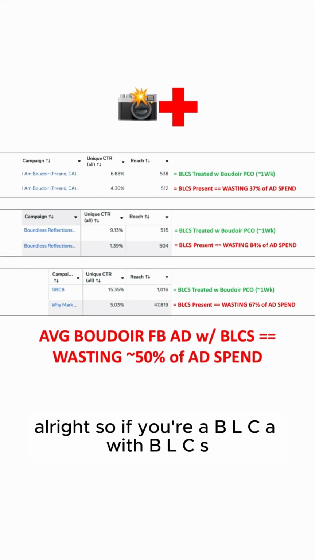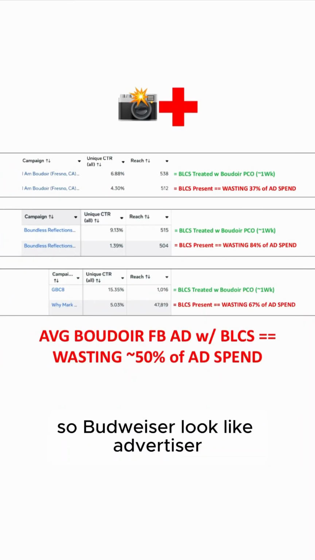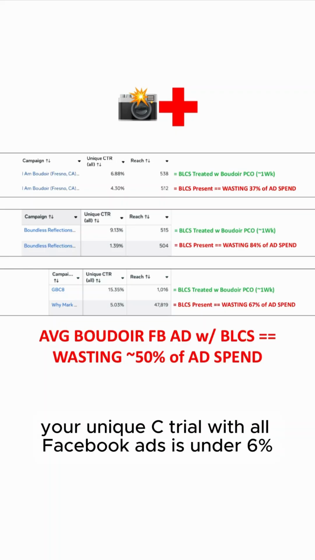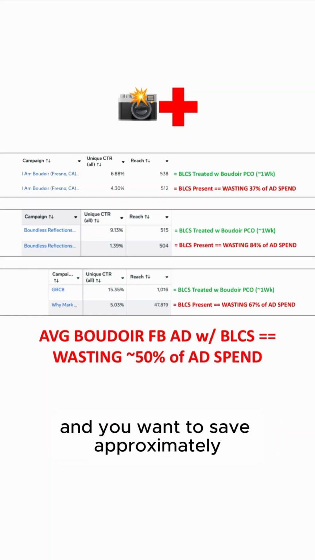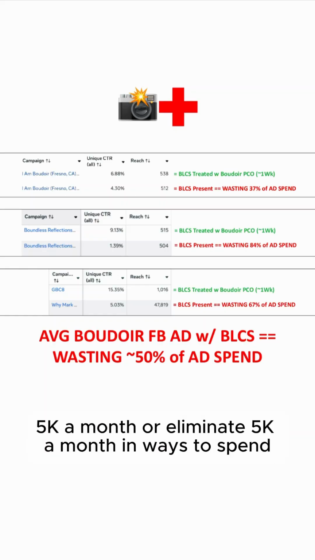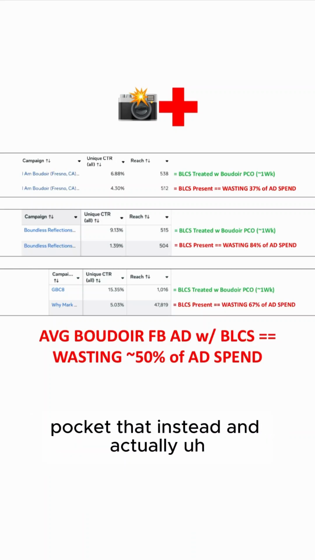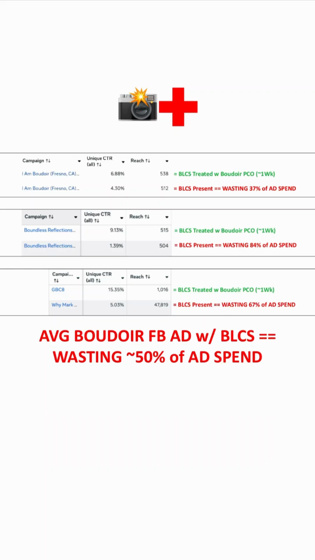All right, so if you're a BLCA with BLCS, so a Boudoir low click advertiser with Boudoir low click syndrome, your unique CTR on Boudoir Facebook ads is under 6%, and you're spending more than 10 grand a month on Boudoir Facebook ads, and you want to save approximately 5K a month, or eliminate 5K a month in wasted spend and pocket that instead, on average that'd be like 60K over the next 12 months. Keep that in your pocket.